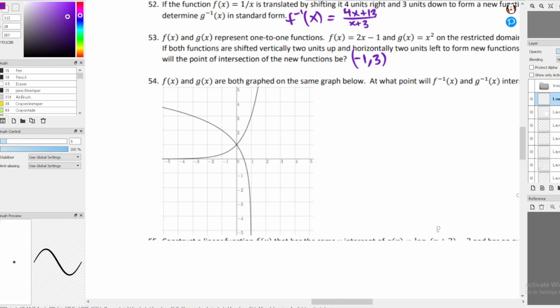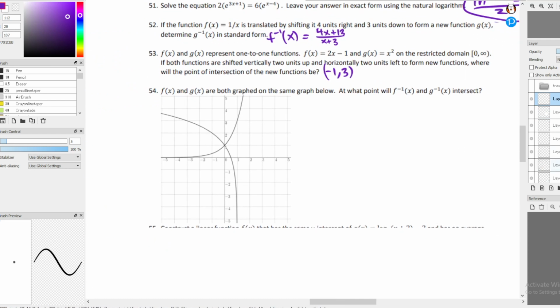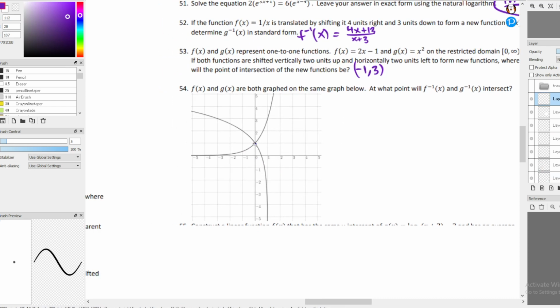So 54 says f of x and g of x are both graphed on the same graph below. At what point will the inverse of f and the inverse of g intersect? A lot of people think that this is a good time to do reflections and stuff, but I actually wouldn't recommend that. We just need to find the intersection point, which is (0, 1). So the inverse of that is just going to be (1, 0). So that's your answer. This one's super simple. They threw in a freebie at the end.